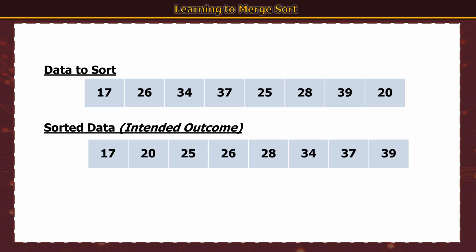So, what are we aiming to achieve? We take here some data that's unsorted that we would like to sort. The intended outcome is for the data to look like this. We're now going to look at the process the algorithm would go through to achieve this.